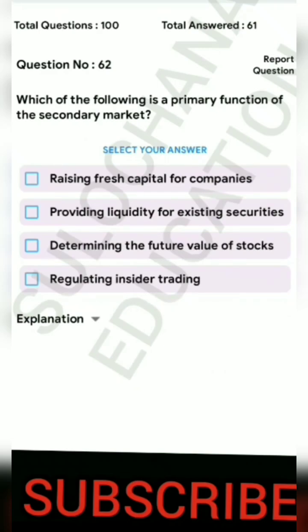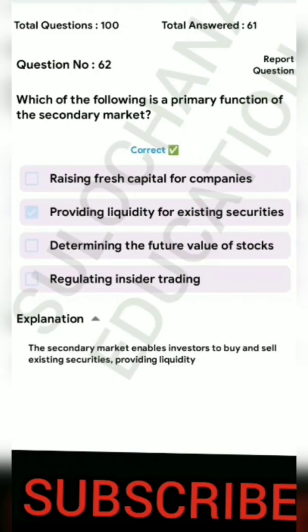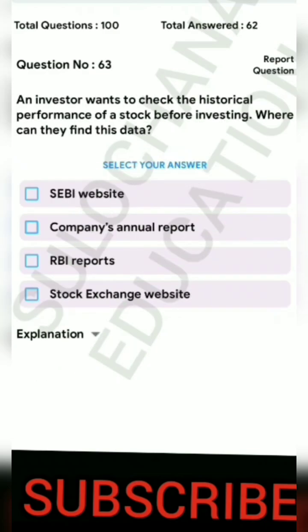Which of the following is a primary function of the secondary market? Options are A, Raising fresh capital for companies, B, Providing liquidity for existing securities, C, Determining the future value of stocks, D, Regulating insider trading. And the correct answer is option B, Providing liquidity for existing securities.